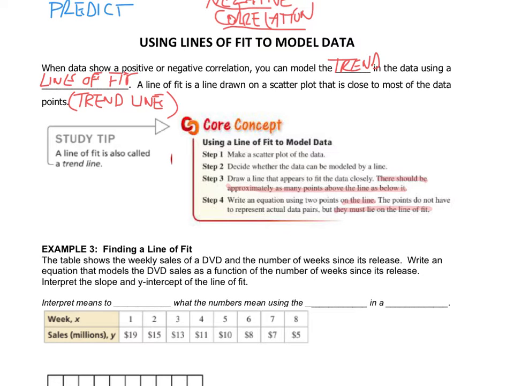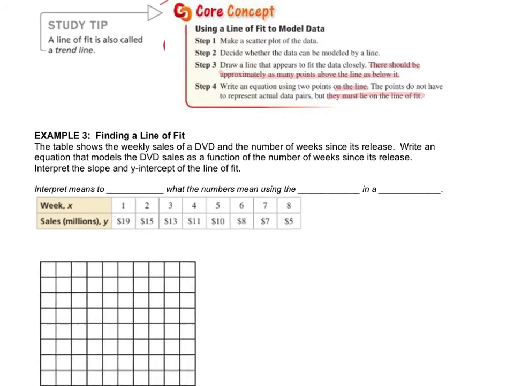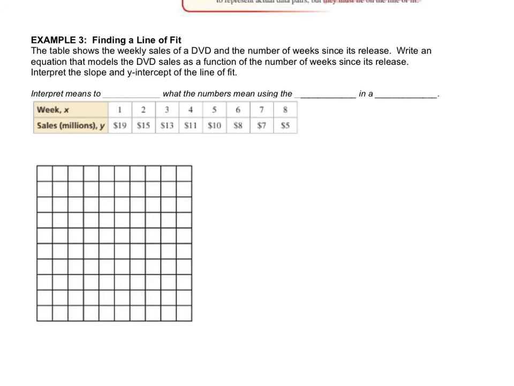So let's just run through an example here to see if this kind of helps. So we're looking at the table that shows weekly sales of a DVD and the number of weeks since the release of the movie. Write an equation that models the DVD sales as a function of the weeks since the release. So that basically tells me when I read that sentence that the sales is my Y, which we can see in the table, and the number of weeks, which would be the independent variable, would be my X value.